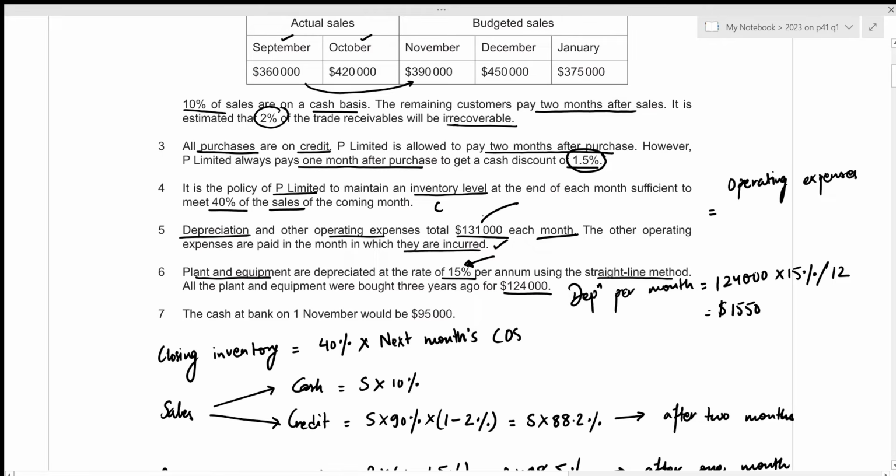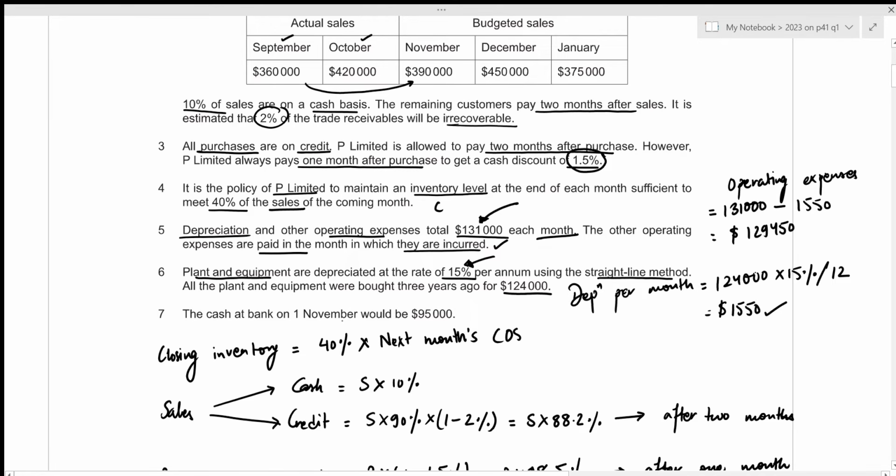So we start with the given amount of 131,000. And now we need to exclude the depreciation per month of 1,550. This results in the amount of 129,450. And this will be paid in the month in which they are incurred.